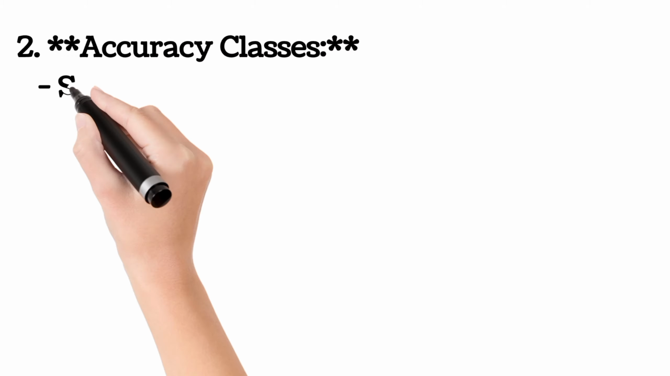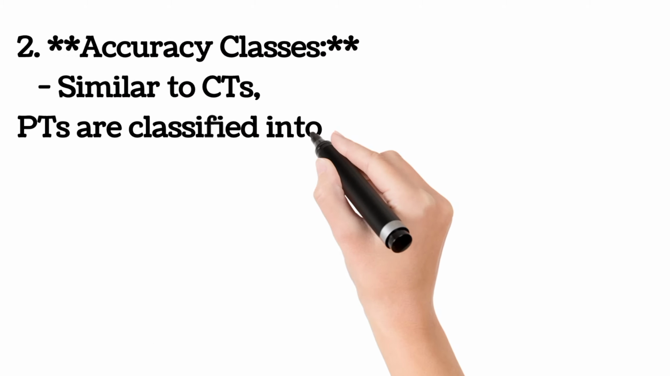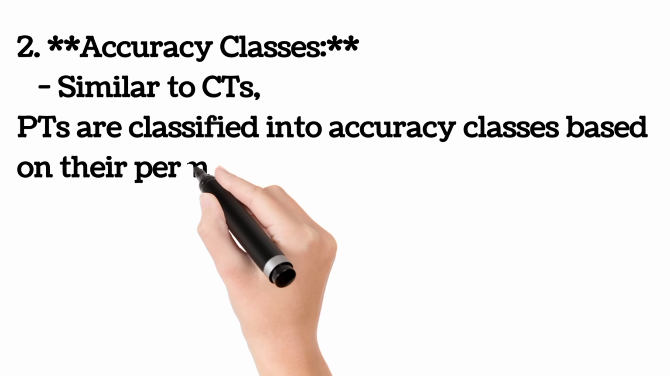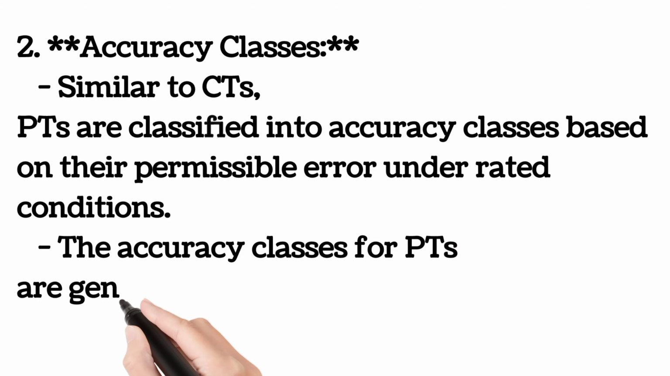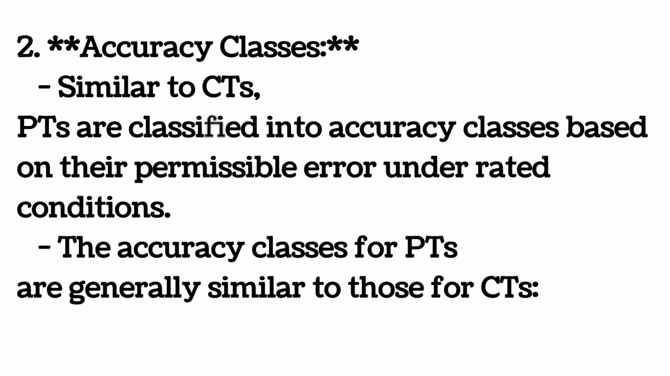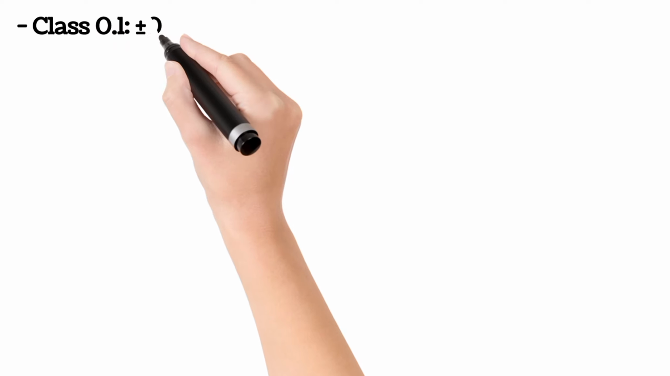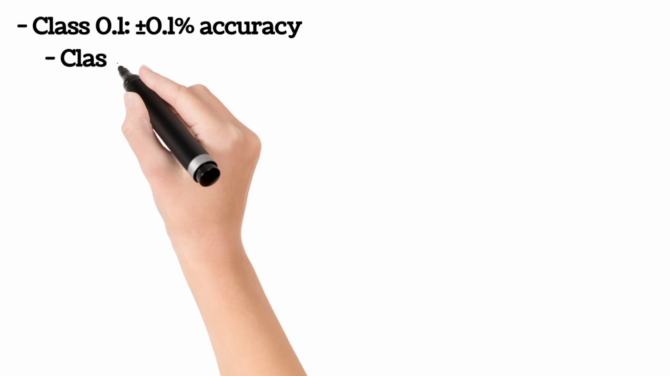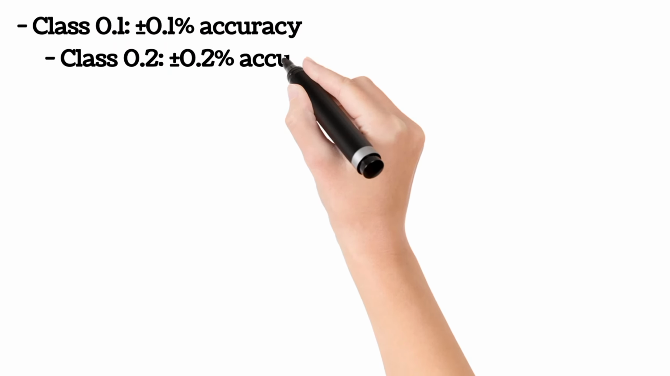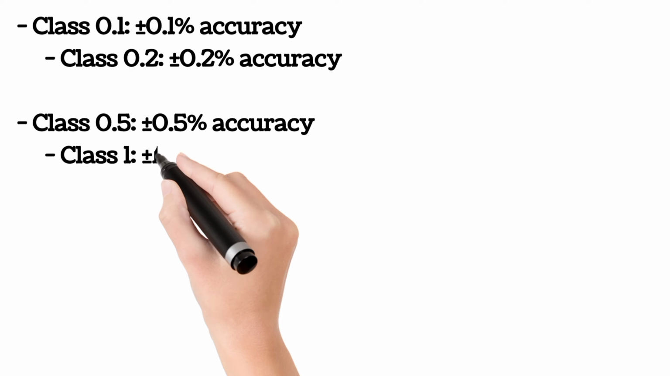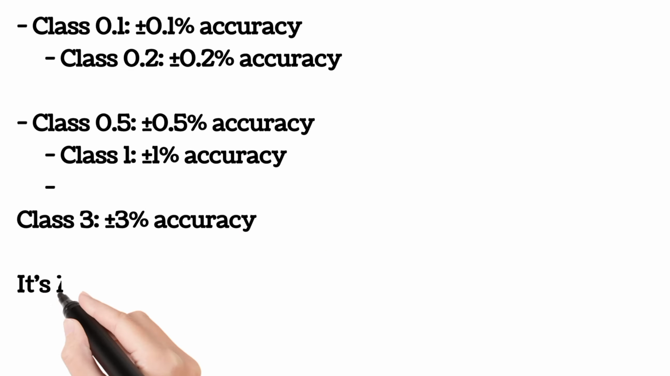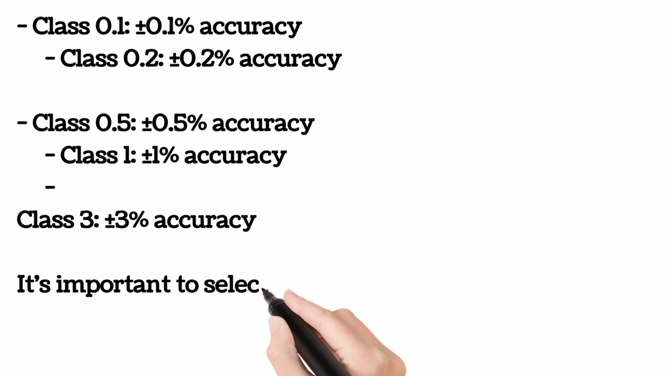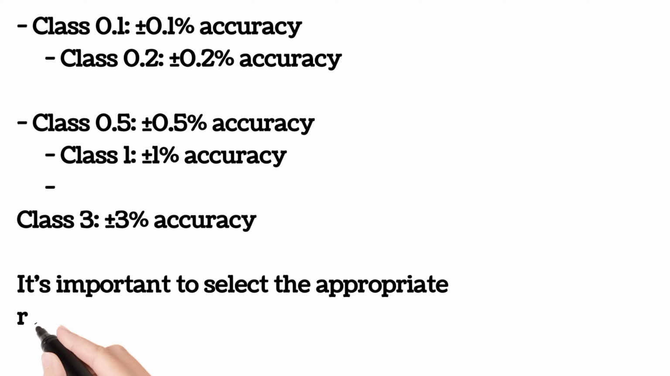2. Accuracy classes. Similar to CTs, PTs are classified into accuracy classes based on their permissible error under rated conditions. The accuracy classes for PTs are generally similar to those for CTs. Class 0.1, plus or minus 0.1% accuracy. Class 0.2, plus or minus 0.2% accuracy. Class 0.5, plus or minus 0.5% accuracy. Class 1, plus or minus 1% accuracy. Class 3, plus or minus 3% accuracy.